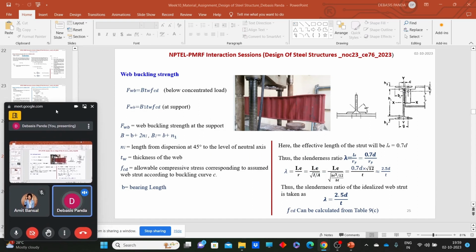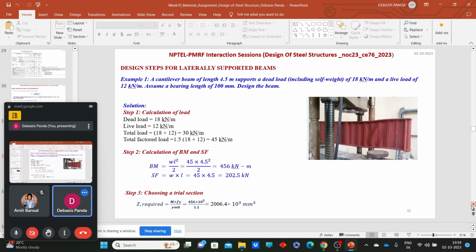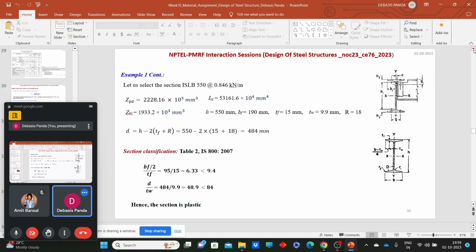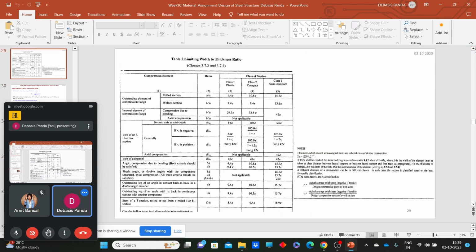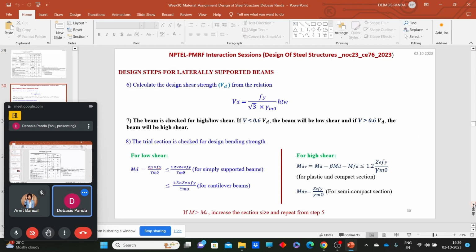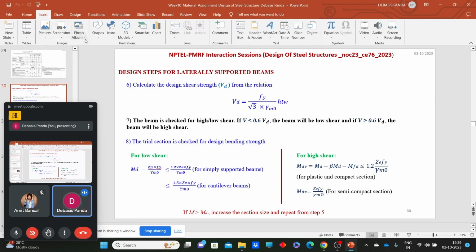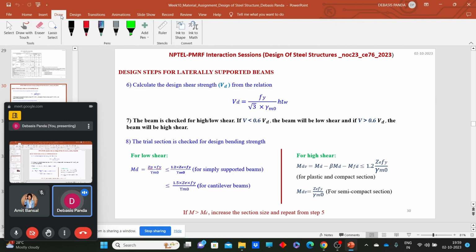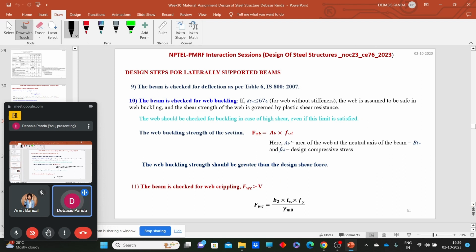Sorry for the interruption. Okay, so where we were discussing the local buckling things, right? Till now, we have ensured that our design is safe against shear and bending. Now we need to check against the local buckling things, like web buckling and web crippling, then deflection. So first, in step number 9, we will check for the deflection of the beam. Then we need to check for web buckling.